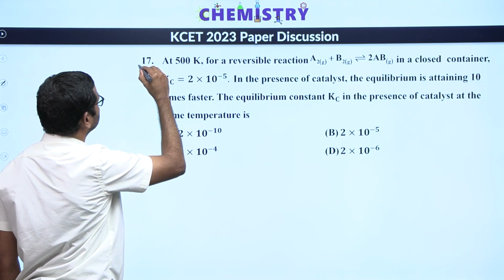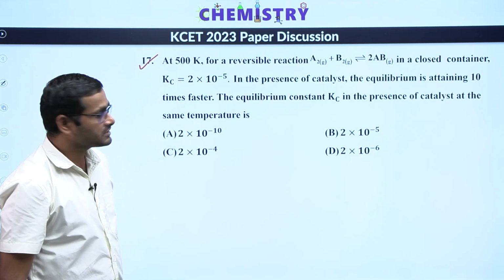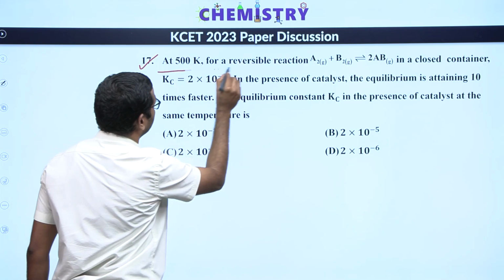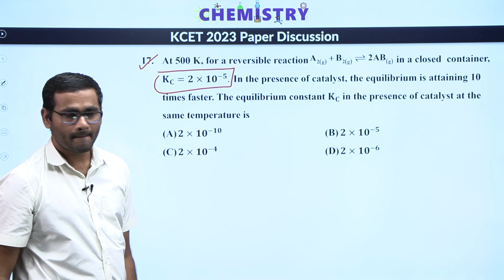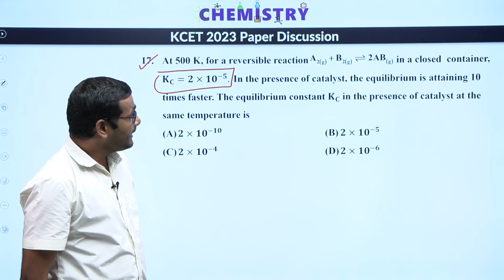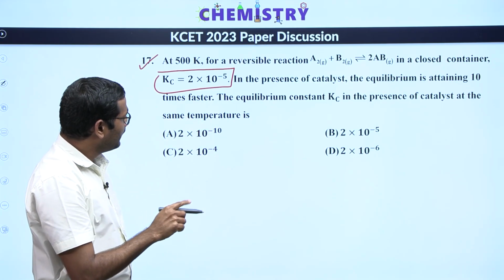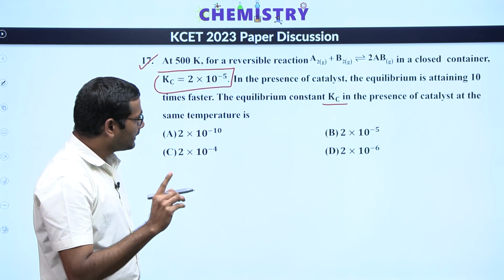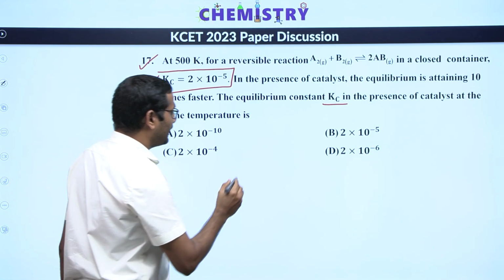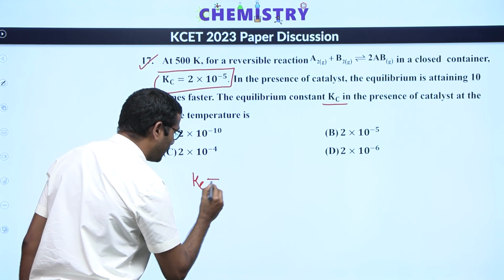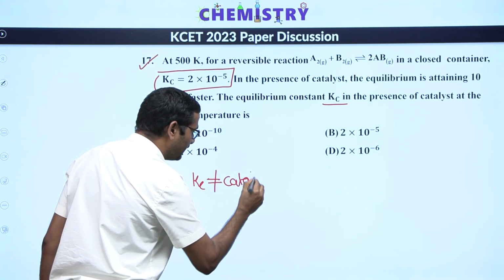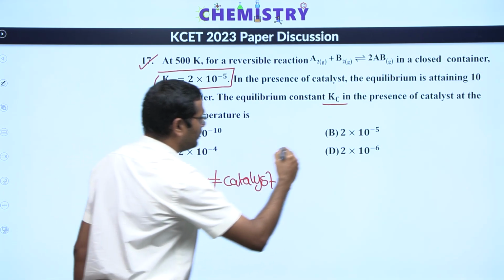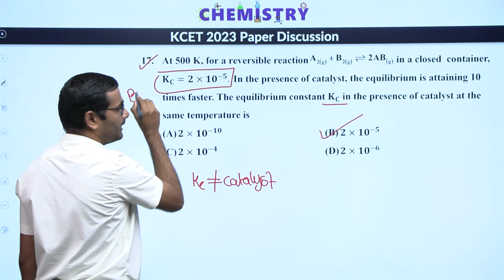Now 17th question. At 500 Kelvin for a reversible reaction, A2 plus B2 2AB equilibrium in a closed container, Kc value is 2 into 10 to the power of minus 5. In the presence of a catalyst, the equilibrium is attained 10 times faster. The equilibrium constant Kc in presence of the catalyst. Here you remember, the equilibrium constant will not be affected by the catalyst. Whatever the value is, 2 into 10 to the power of minus 5, the same value will remain. So the 17th is B.